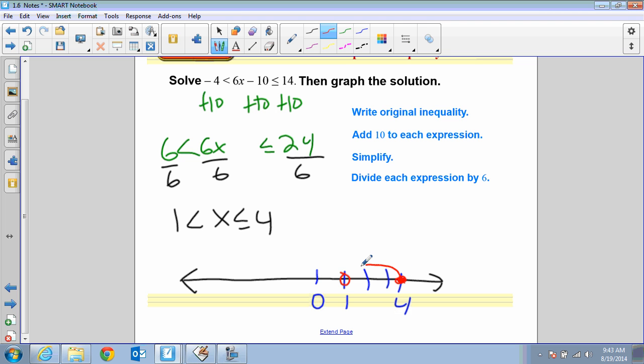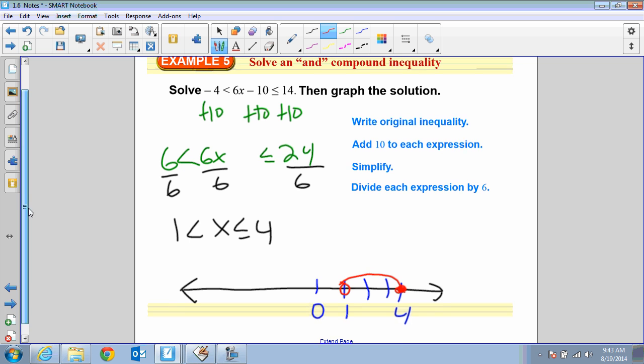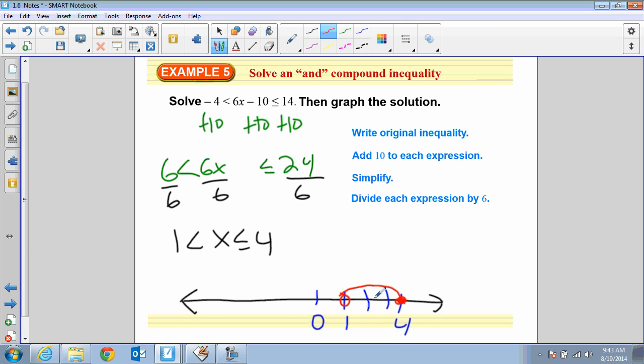And we're going to connect them because x has to be less than or equal to 4, like 3 and 2, and has to be greater than 1, which is 3 and 2, and any other number like 1.5. Okay. You can always plug it in, answer, check. Let's say if we plugged in 2 to see if it works.